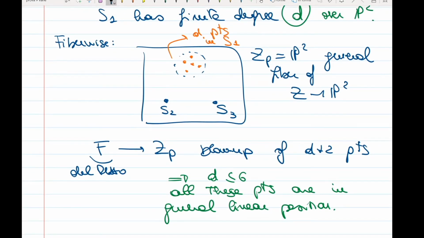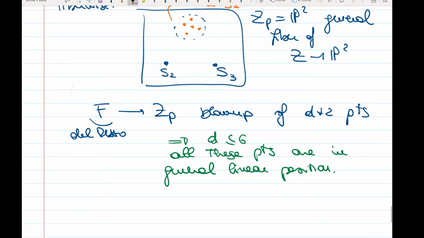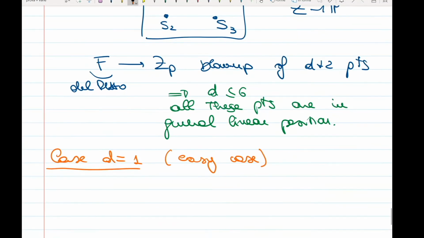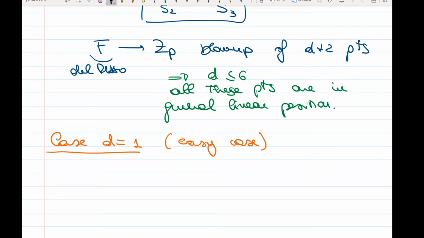And now, the first case, the easy case, is when also S1 is a section. So when D is 1. So this is the easy case. This is easy because we have that Z is a P2 bundle over P2, so it's the projectivization over P2 of a rank 3 vector bundle.